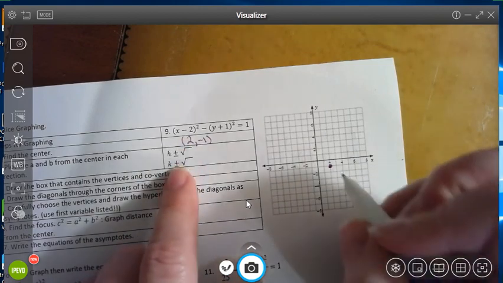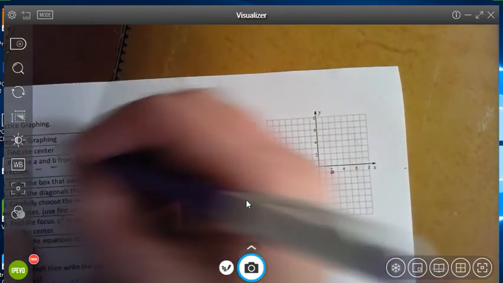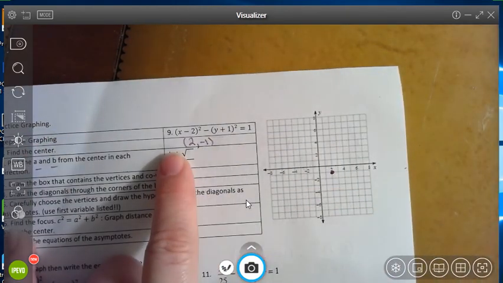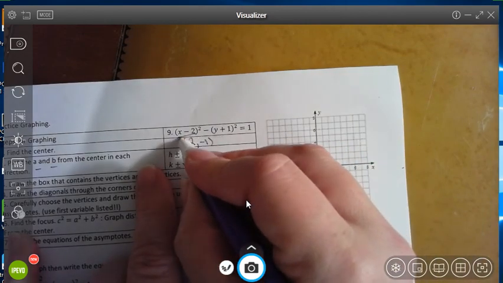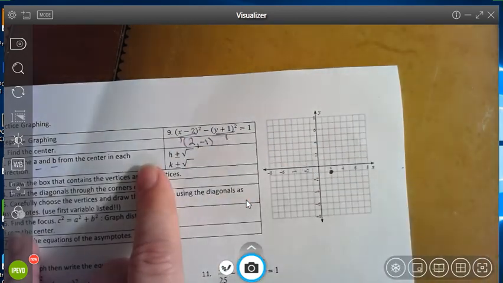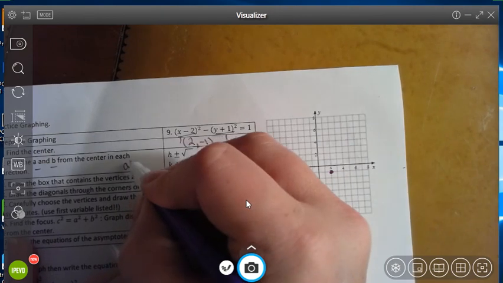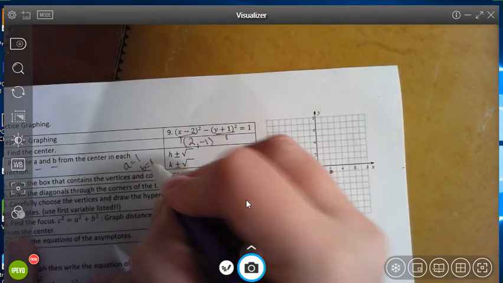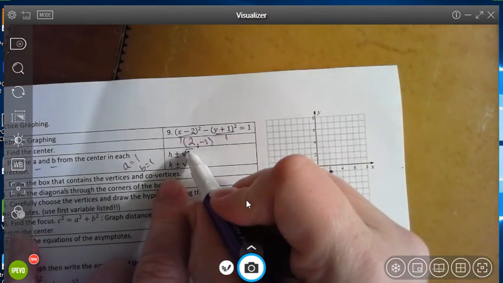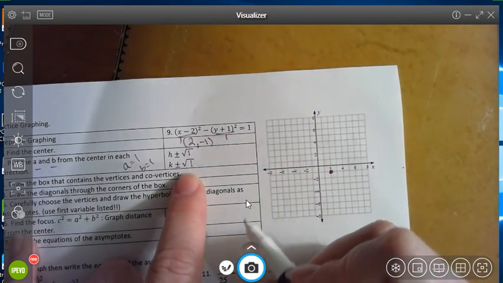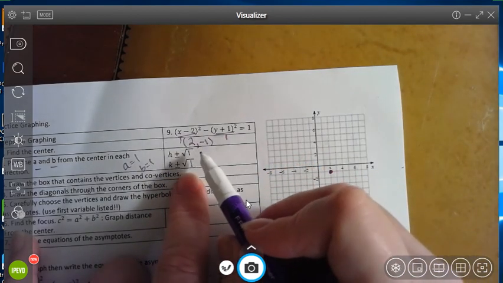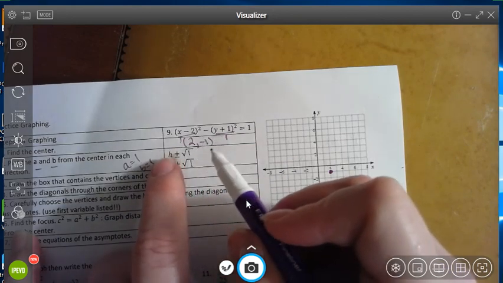And then I'm going to say, well, what's underneath these? I need the A and the B. Well, if you look, there's nothing underneath it. Well, that means we could write both of them over 1. So it means A equals 1 and B equals 1. So that means we're going to add the square root of 1 to each of these. So plus or minus 1, that is.